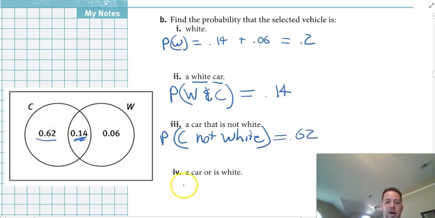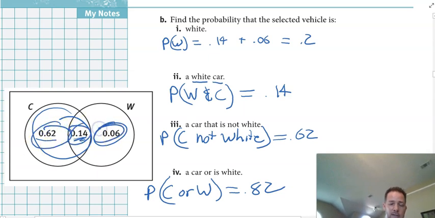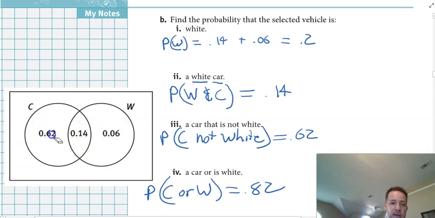What about being a car or is white? So being a car is all of these, or is white. We can add that to it as well. So we get, what is that, 0.82. We can add up all three of those to get the probability of it being a car or white.